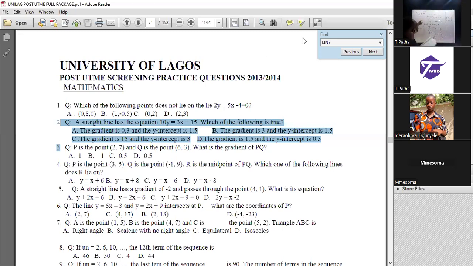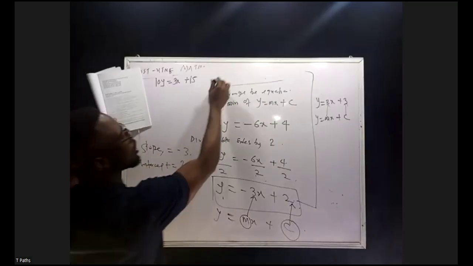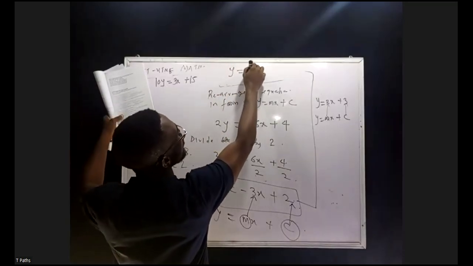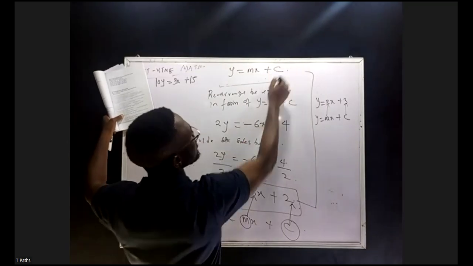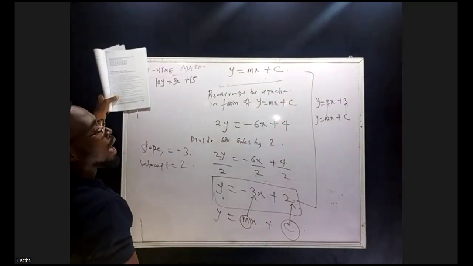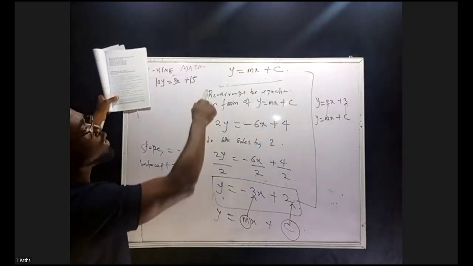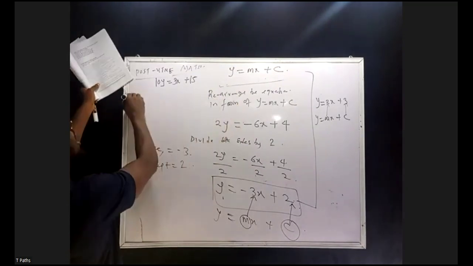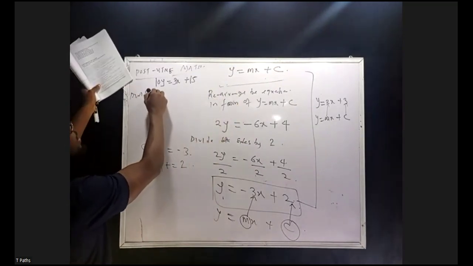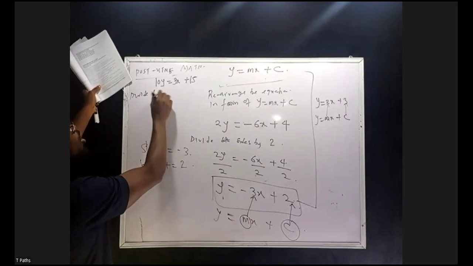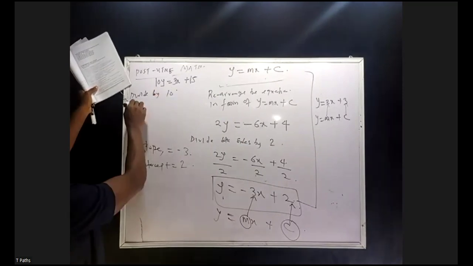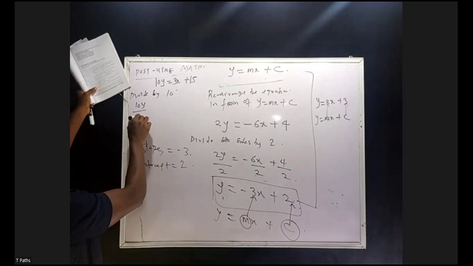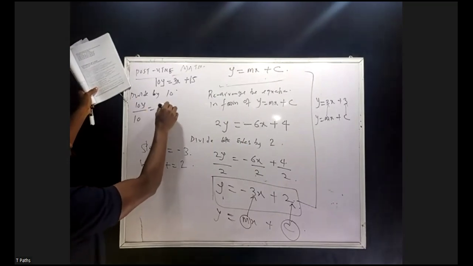Intercept. Before I can know the gradient and intercept, what will I do? I must make sure that this equation is in the format of y equals mx plus c. The answer is C. So if it will be in the format of y equals mx plus c, what will I do? I will divide all through by 10. When I divide through by 10, it will give me this.